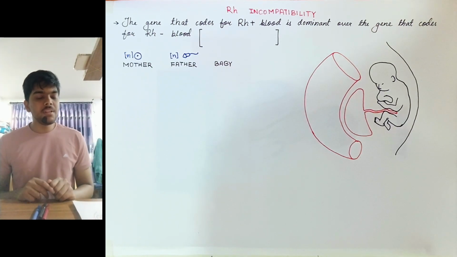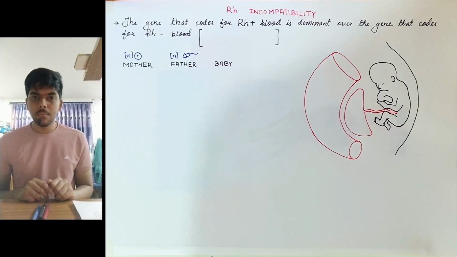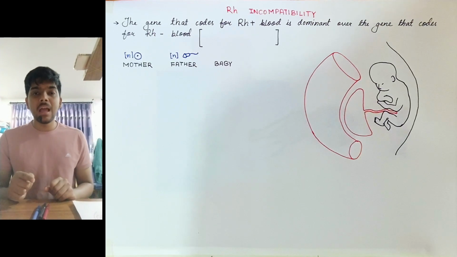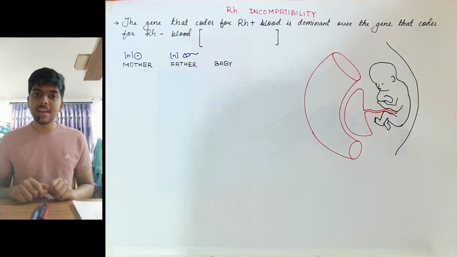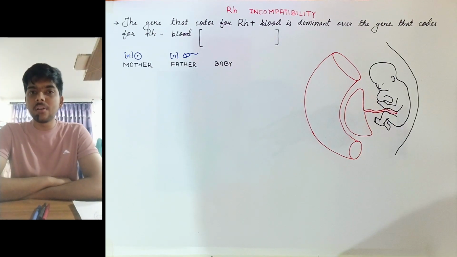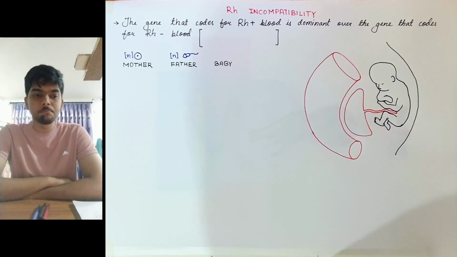RH incompatibility can be seen in pregnant women when the blood of the child inside her is RH positive and the blood of the mother is RH negative. Due to this, there's a mismatch in the blood type between the pregnant woman and the baby inside her. This particular condition is RH incompatibility, and RH incompatibility in pregnant women can lead to death of the child.